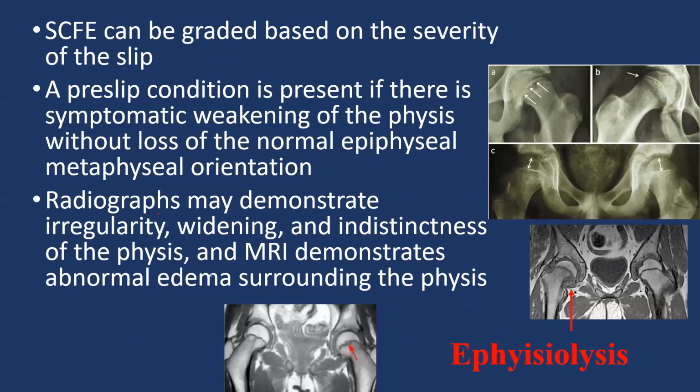Slipped capital femoral epiphysis can be graded based on severity of the slip. A pre-slip condition is present if there is symptomatic weakening of the physis without loss of the normal epiphyseal metaphyseal relationship. Radiographs may demonstrate irregularity, widening, and indistinctness of the physis, and MRI demonstrates abnormal edema surrounding the physis.